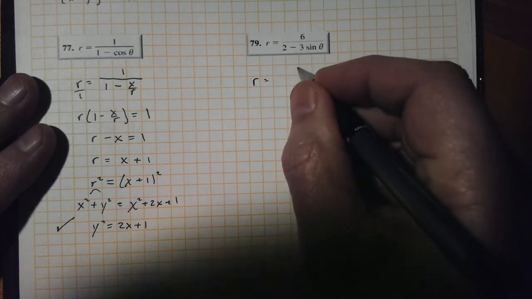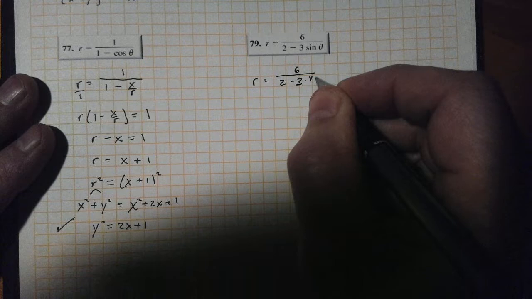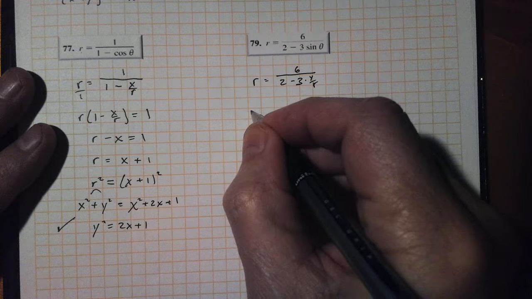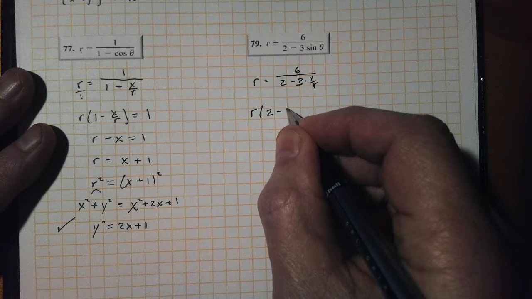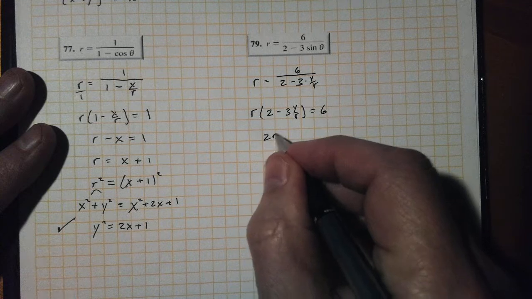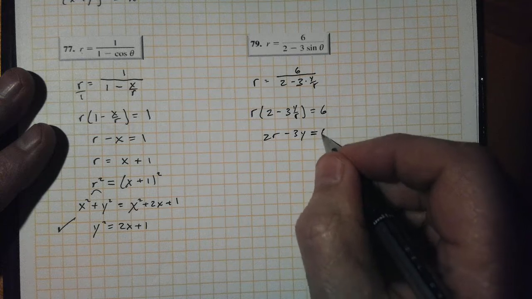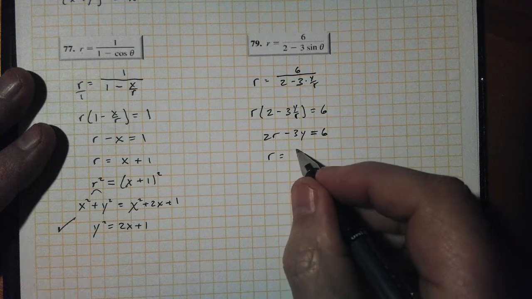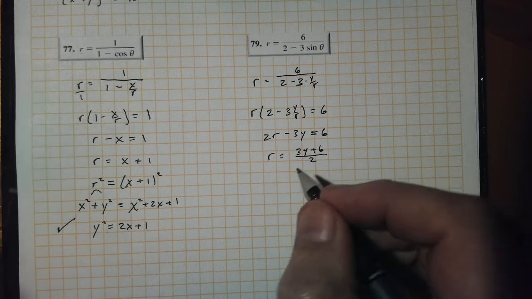So here we have r is 6 on 2 minus 3 times y on r. Let's cross multiply. r times 2 minus 3y on r equals 6. Let's distribute: 2r minus 3y equals 6. Let's go r equals, add 3y, plus 6, divide by 2.